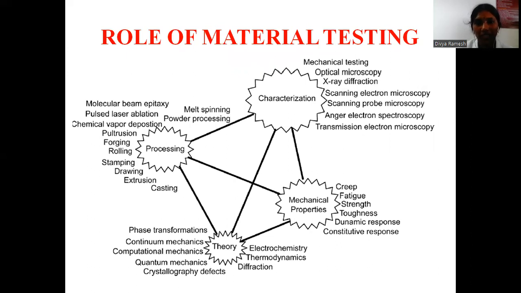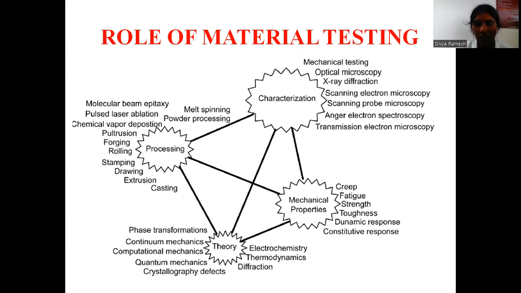These are the roles to be considered while doing material testing. So first one is you have to analyze the particular material: its theory, processing, characterization, and its mechanical properties. The theory behind is you have to analyze the material structure and the bonding structure and all. The processing is, once the material is chosen, that specimen can be selected and further goes under processing like rolling, forging, stamping, drawing, etc.